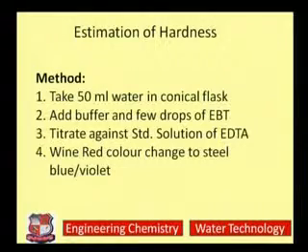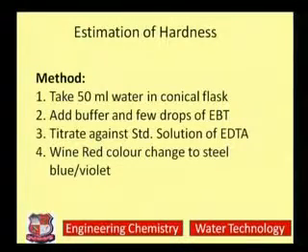We get sky blue color. To perform such estimation, we need to take a specific amount of water whose hardness is to be determined in the conical flask. Say 50 ml is taken. Since the whole process occurs at a particular pH, that is pH 10, we need to add a buffer, and a few drops of indicator EBT are added. We get wine red color.